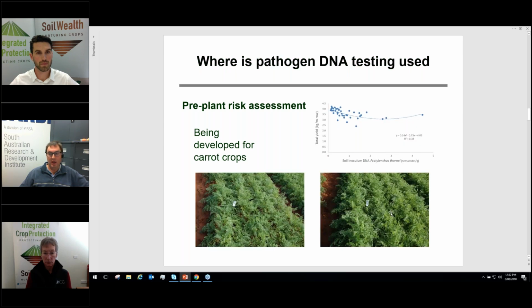Now I'll move on to the other crop that we're focusing on, which is carrots, which is the crop that we've developed 2 new tests for, so Pythium sulcatum and Pythium violae, targeting cavity spot, and I'll actually show some symptoms of that later and discuss some of the diagnostic type use of this technology.